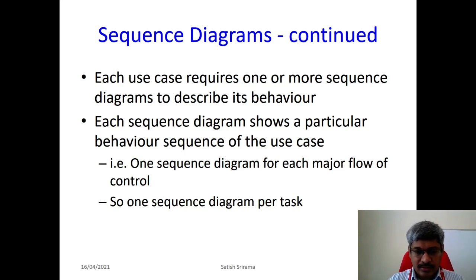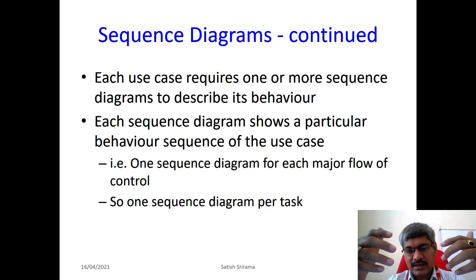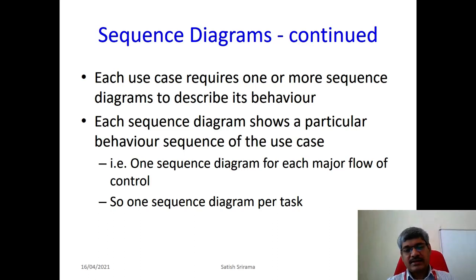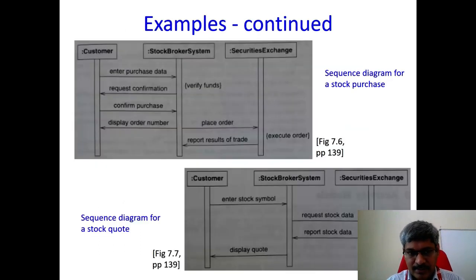So in the earlier sequence diagram example which I have given, it is a really big task, so we tried to put everything into one sequence diagram. But usually each sequence diagram shows a particular behavior sequence of the use case, and one sequence diagram for each major flow. So more or less for each task, you will have a sequence diagram. For example, the sequence diagram which we have seen earlier can be split into several sequence diagrams. Let's look at the examples.